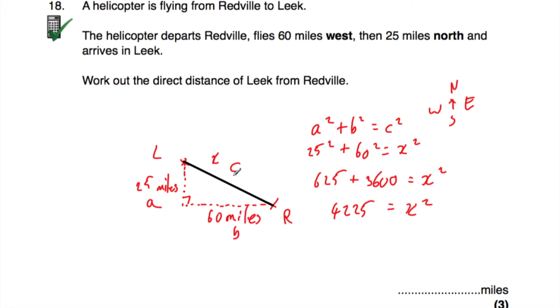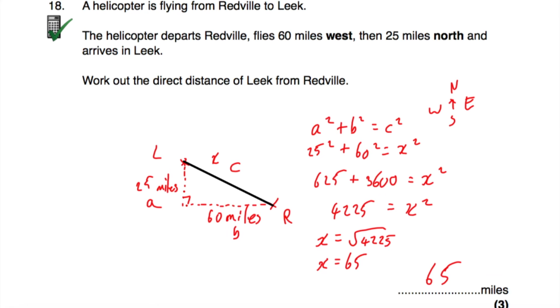Now, we don't want to know the distance squared, we want to find the distance, so we need to square root it. So x is equal to the square root of 4,225, and when we do the square root of 4,225, that's equal to 65. So x is equal to 65, so that's 65 miles. So the direct distance from Redville to Leek is 65 miles. So if the helicopter could have just flown directly to Leek from Redville, that would have been a 65-mile journey, just going directly between them.